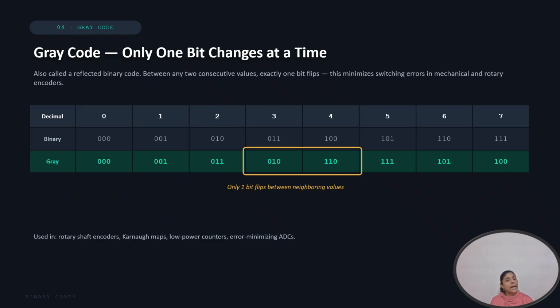The other name of the gray code is reflected binary code. Between any two consecutive values, exactly one bit should be flipped, and the other bits should remain as such. What is the advantage of this? This minimizes the switching error, maybe in a mechanical encoder or a rotary encoder.